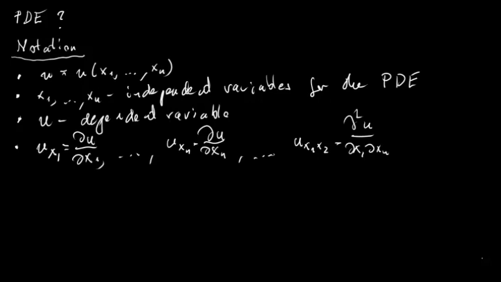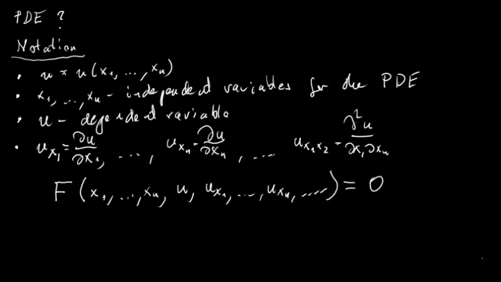Having this notation, we can now give a general form of a PDE. So let's take some real valued function F of a number of variables, in particular of variables x1 up to xn, of our unknown u, of its first partial derivatives, and possibly higher order derivatives, and let us equate this function to zero. So this function gives a relation between an unknown u and its partial derivatives. Therefore, this is a partial differential equation.